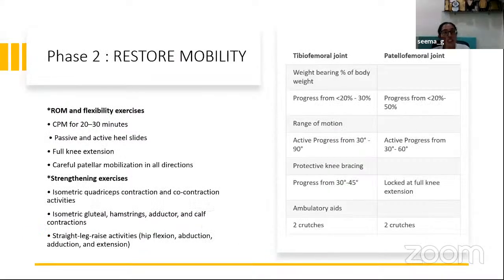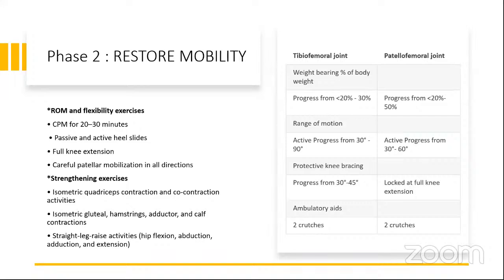When we talk of phase 2, which is to restore mobility, here our goal is range of motion and flexibility exercises. Also still continuing with the CPM. And here we gradually progress to the more of weight bearing as well as more of knee flexion. So by and by in this phase, after 4 weeks, we go on 30 to 90 degrees of range of motion in tibiofemoral and 30 to 60 degrees in patellofemoral.